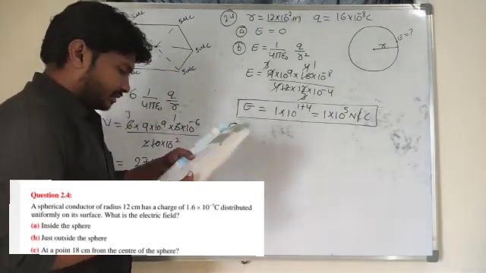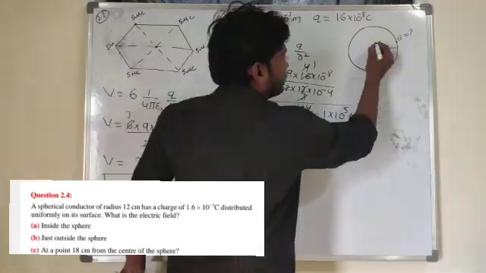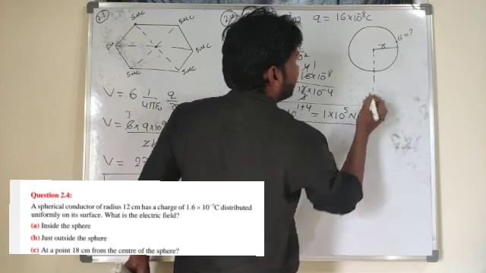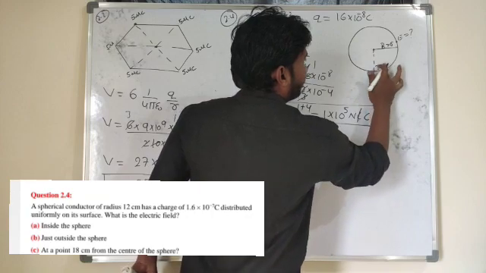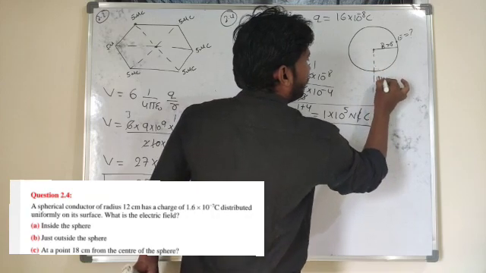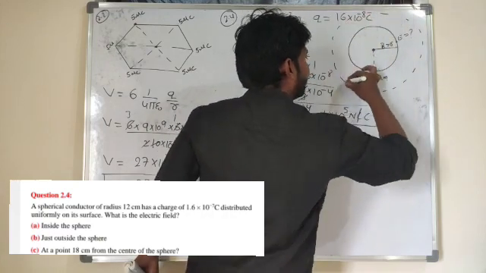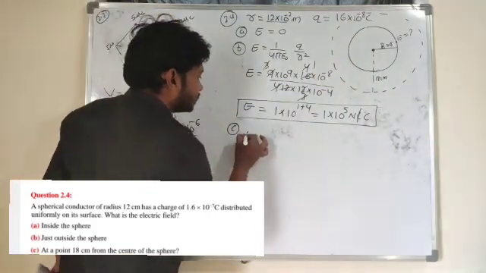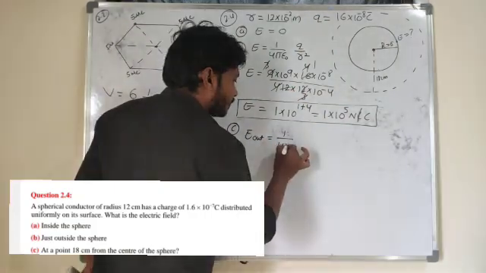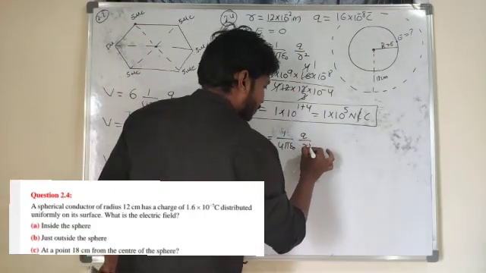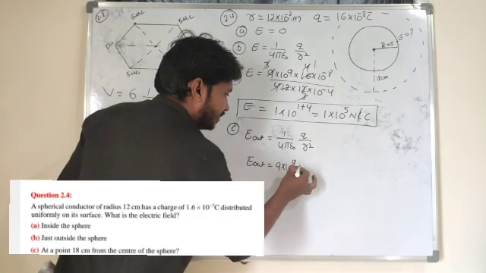Next, the third sub question: at a distance of 18 centimeter from the center of the sphere. So this is the radius, and one more point they consider here, r. At a distance of 18 centimeter from the center, this is the situation. The point of observation is outside the sphere, so we use the same formula, 1 by 4 pi epsilon naught q by r square. Electric field outside, 9 into 10 to the power of 9.